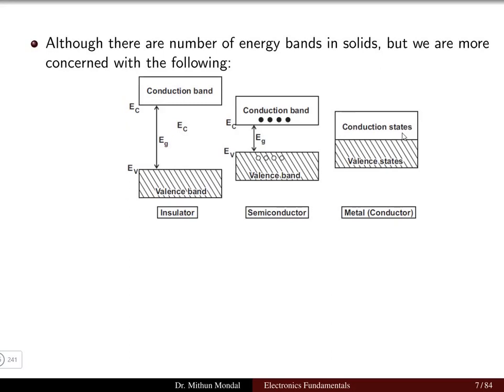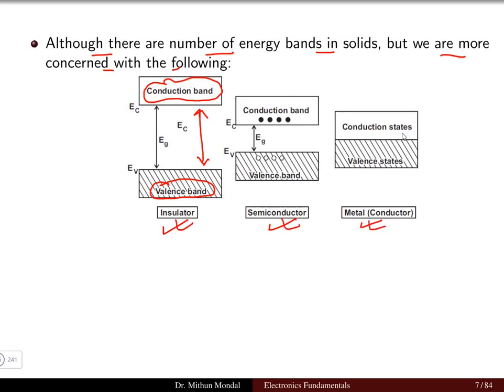Although there are a number of energy bands in the solid, we are more concerned with the following. If we draw the energy band of insulator, semiconductor and metals, we will have two different bands. One is known as the valence band and another is known as the conduction band. The distance between the valence band and the conduction band will decide whether the material is an insulator, a semiconductor or a metal.